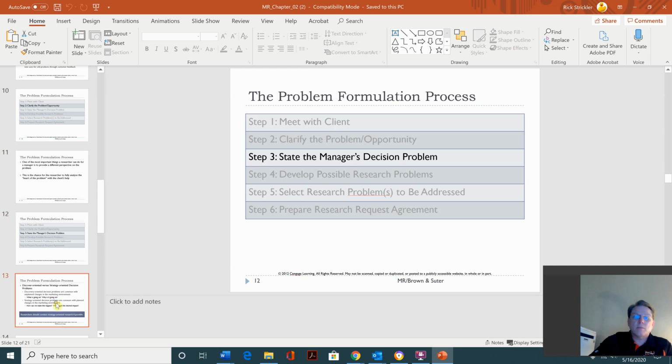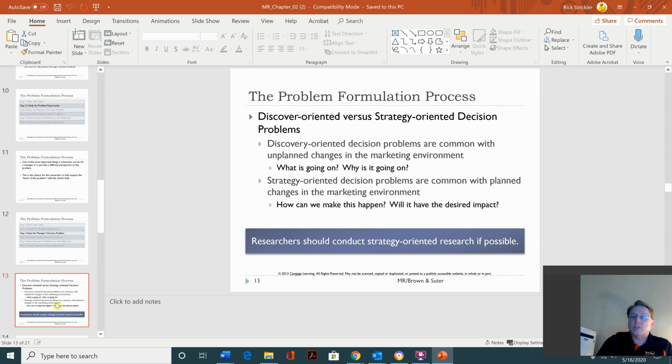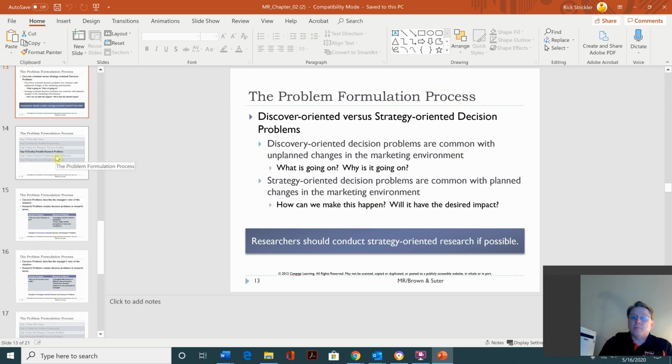State the manager's decision problem. Discovery oriented versus strategy oriented. Discovery oriented decision problems are common with unplanned changes in the marketing environment. What's going on? Why is it going on? How long is it going to go on? What does it affect? Strategy oriented decision problems are common with planned changes in the marketing environment. How can we make this happen? Will it have the desired impact? What are the unintended consequences of what we're planning on doing or what we've already done? Researchers should conduct strategy oriented research if possible, because those are the ones that are planned and you can actually create a model for it.